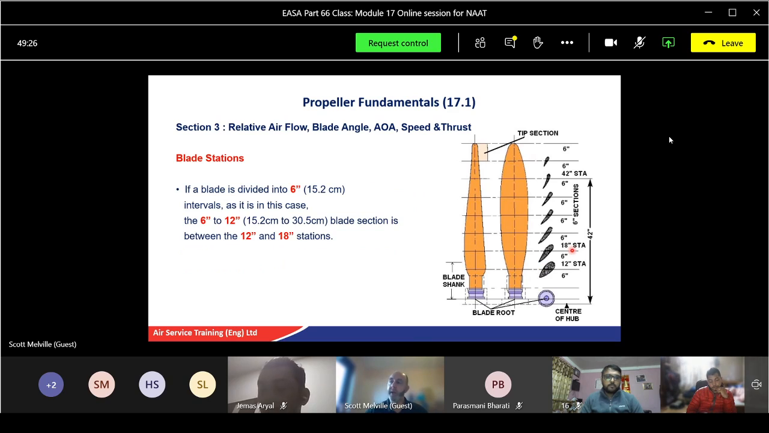In this case, if it's divided into 6 inches, the 6-inch to 12-inch one is between the 12 and 18-inch stations. So what I've got here, the 6-inch and 12-inch one is between the 12 and 18 station. Okay, because that's the shank, we don't count that one. But these are split up into stations, and we use that for measurements, we use that for repairs and maintenance and that sort of thing as well.